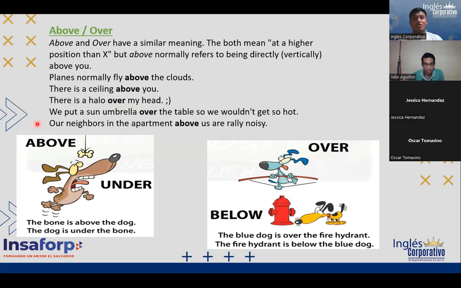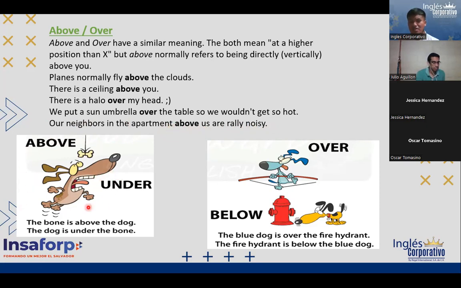So, we put a sun umbrella over the table so we wouldn't get so hot. Which it says, ponemos una sombrilla sobre la mesa de tal manera que no sentiremos el calor. So our neighbors in the apartment above us are really noisy. Los vecinos en el departamento encima de nosotros son muy ruidosos, are very noisy.